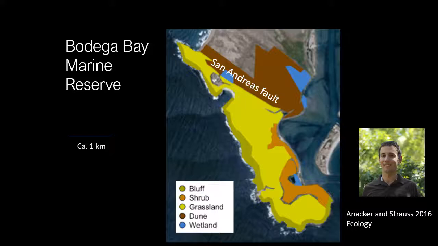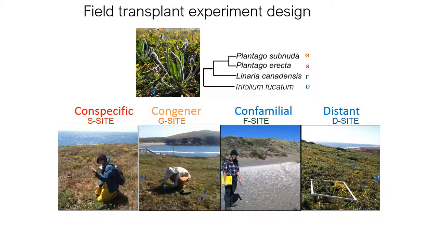So we have a lot of quite different habitats in very short spatial distances that seeds can move around in, that pollinators can fly across, so plenty of opportunities for gene exchange and dispersal, ecological exchange, and this is work done with Brian Anaker. And what we used is this field transplant design where we took a focal species, in this case Plantago erecta, and then we planted it into other conspecific sites. What I mean by these sites is where these species are very dense. So conspecific sites, congener sites, so here Plantago subnuda, confamilial sites, and distant relative sites, which are extra-family sites.